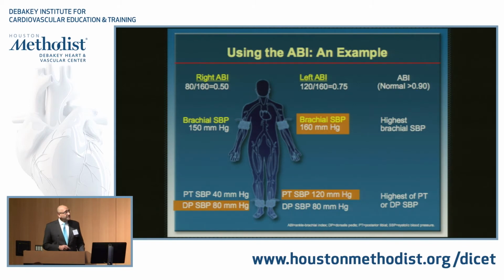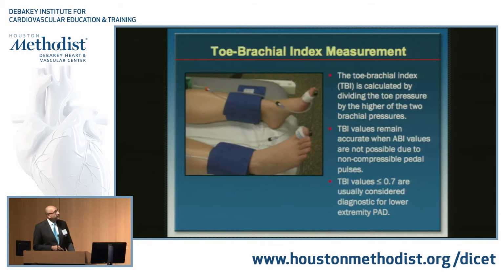So just to give you an example, you do all these pressures. Brachial systolic is 150 on the right, on the left is 160. Well, you're going to take the highest brachial. Then you're going to do posterior tibial, which is 40 on the right, and dorsalis pedis is 80 on the right. So for the right, you take 80 over 160, and your right ABI is 0.5. So you take the higher of the leg and higher of the arm on whichever side, and something similar on the left side. So remember how it is done.